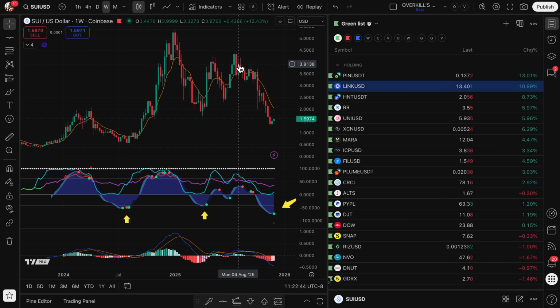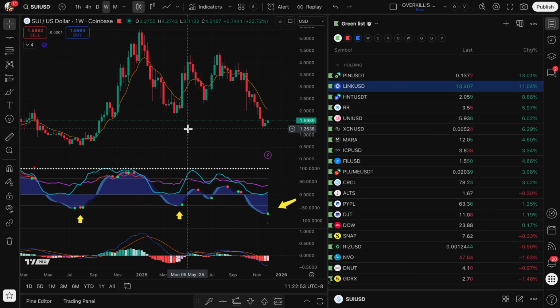If you guys are down 50% right now on SUI, it's because you were buying right in this area around $4. We want to buy when this blue wave is way down here. That's a beautiful signal right there on SUI. I really like that signal on SUI here.